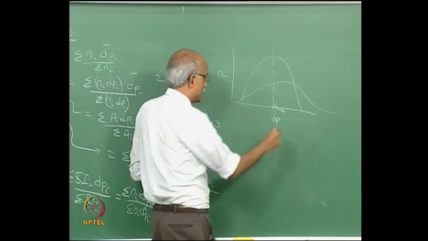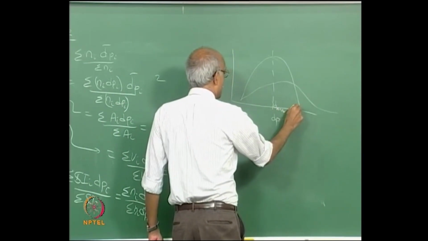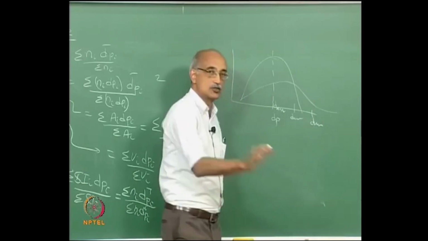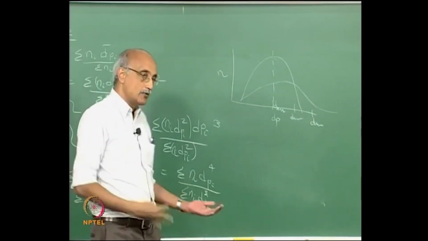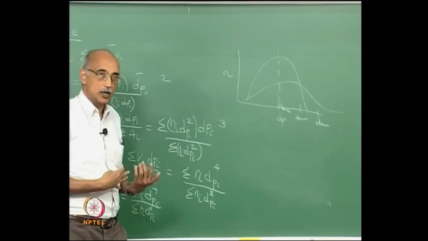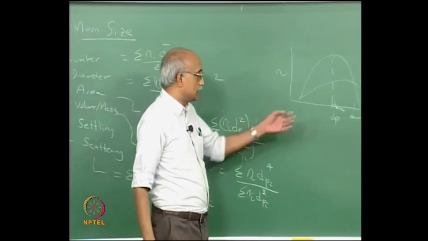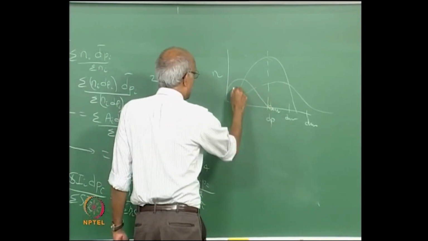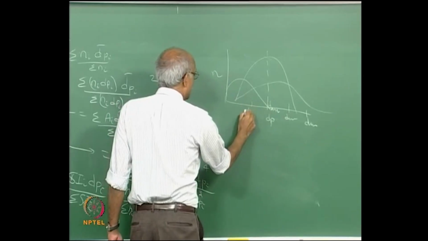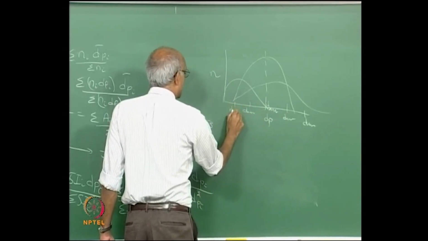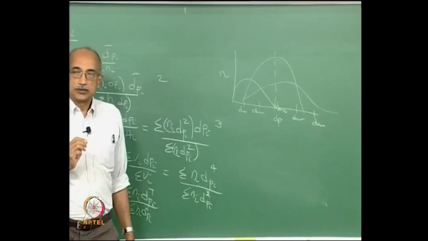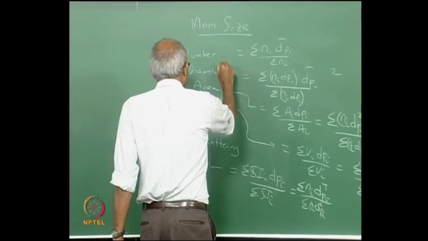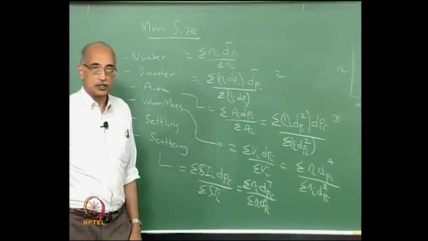So for a population like this, your number mean diameter may be here, your area mean diameter may be here, your volume mean diameter may be here, and so on. And similarly, if you have a population that has an enrichment of finer particles, you may see that again the number mean may be here, but you may see that the area mean is over here, the volume mean is over here, and so on. So the nature of the particle size distribution really affects the relationship between these diameters.